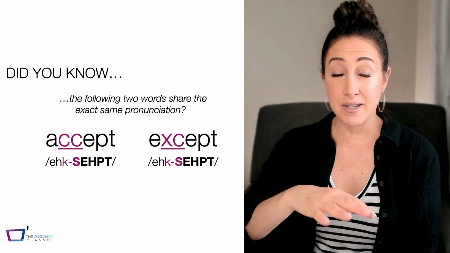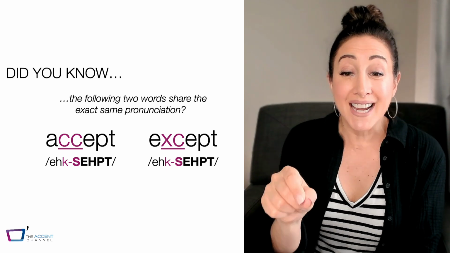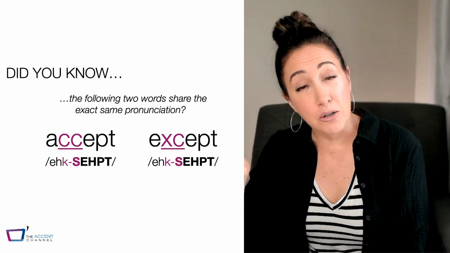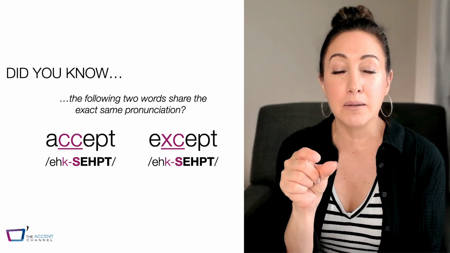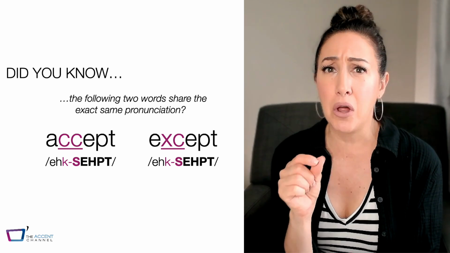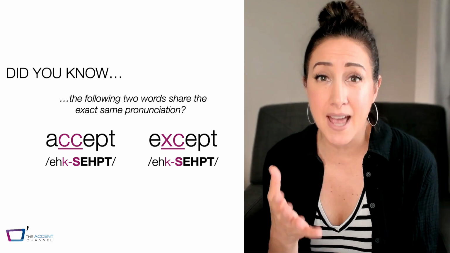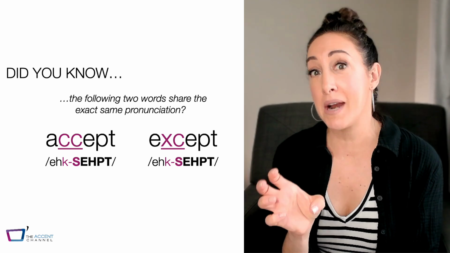So accept, except, go for the second syllable. Make that syllable louder, longer, make the vowel a little bit wavier. The first syllable, just pretend like the vowel almost doesn't exist. Accept. Except. That's how both words are pronounced.